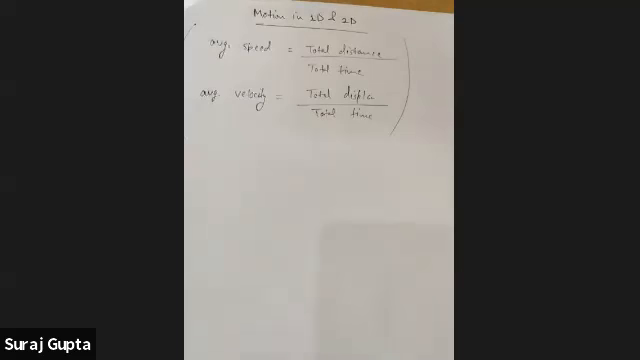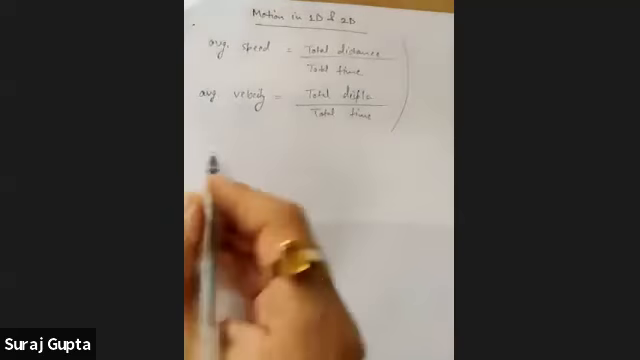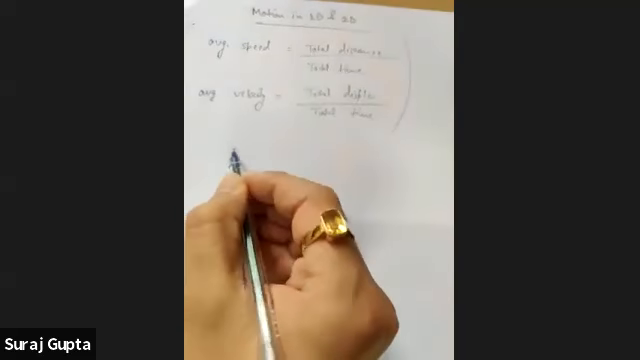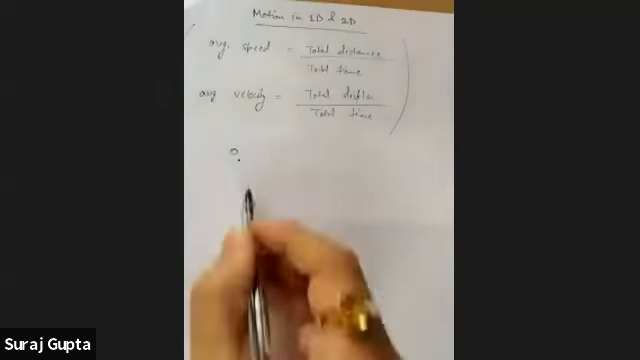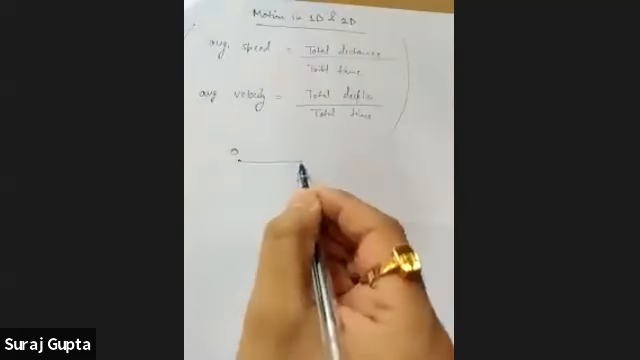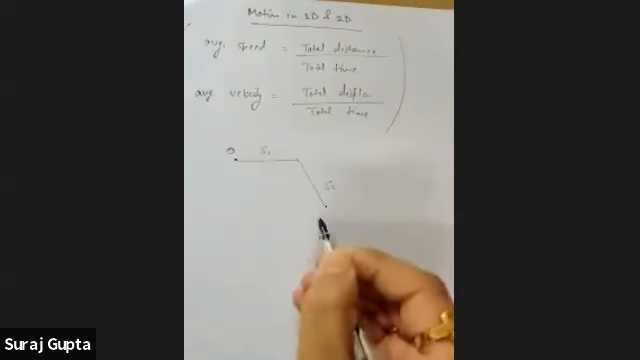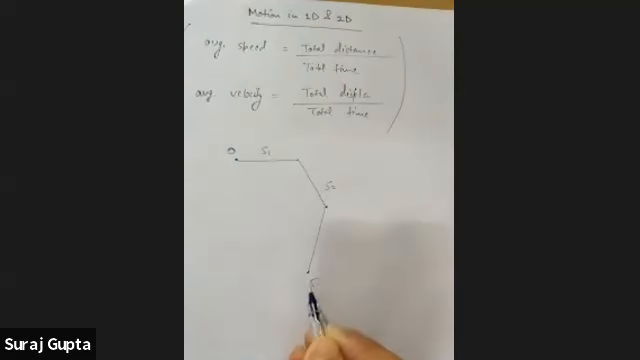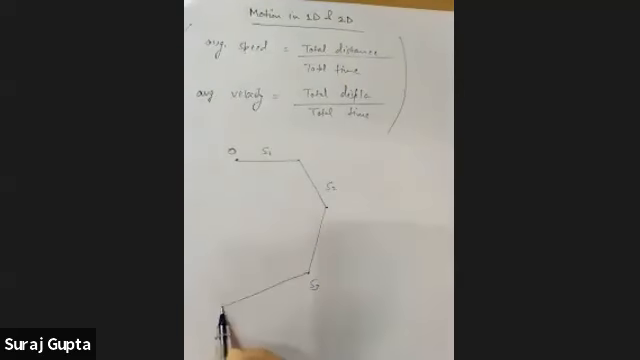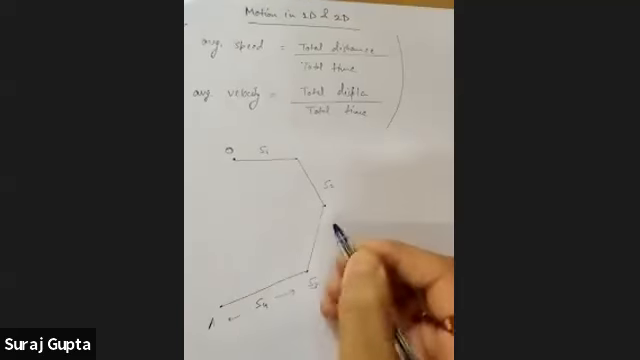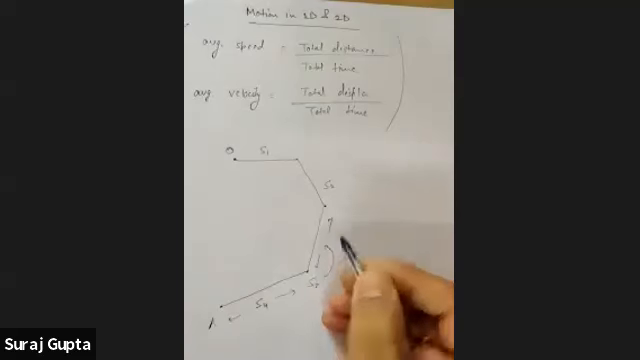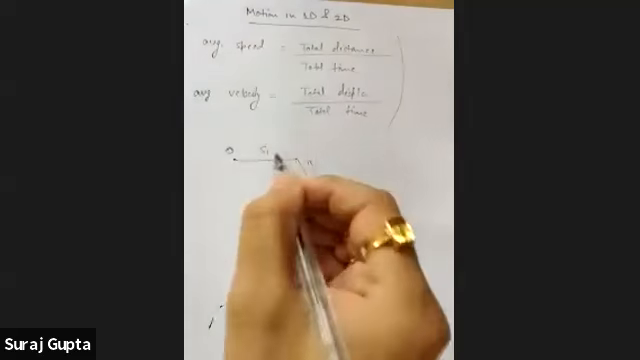Okay, see, we were discussing average speed and average velocity. Average speed is nothing but total distance upon total time. Let's say a particle starts from point O. First, the particle moves in this direction, distance s1, then it moves in this direction, distance s2, then it moves in this direction, s3, and then finally it comes to point A, distance s4.